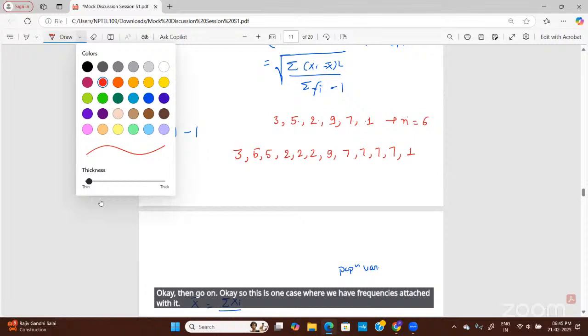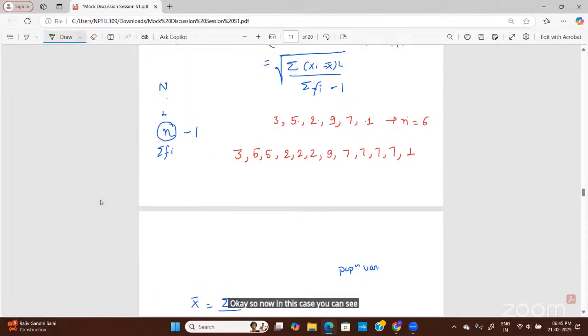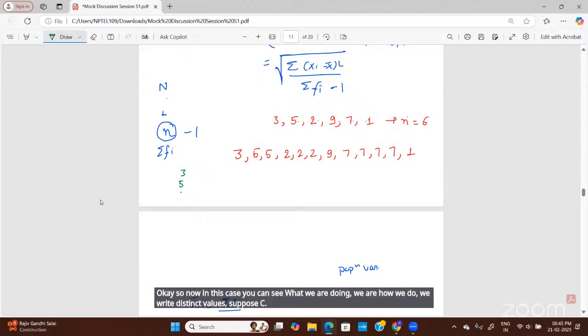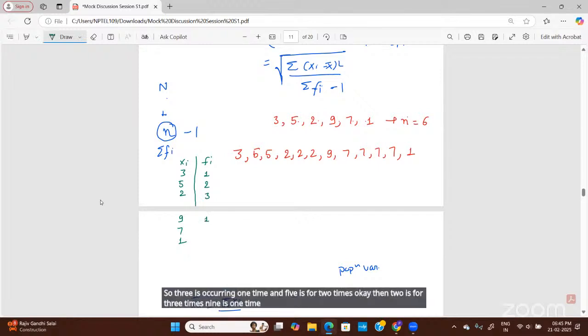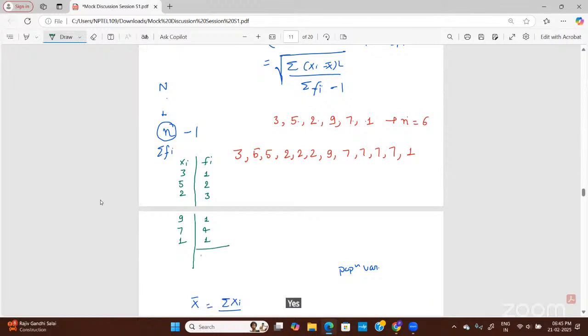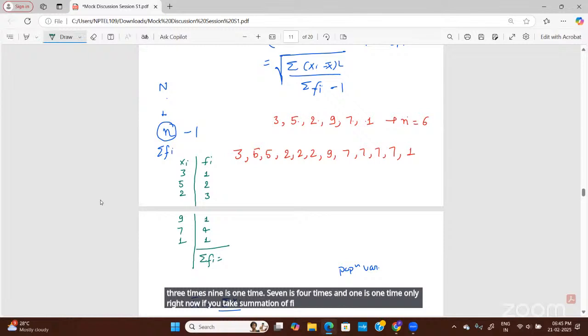So now in this case, you can see what we are doing. How do we do it? We write distinct values. Suppose 3, 5, 2, 9, 7, and 1. These are the xi values, and then we write the frequency of it. So 3 is occurring one time. Then 5 is for 2 times. Then 2 is for 3 times. 9 is 1 time. 7 is 4 times, and 1 is 1 time only. Now, if you take summation of fi, what will it be?